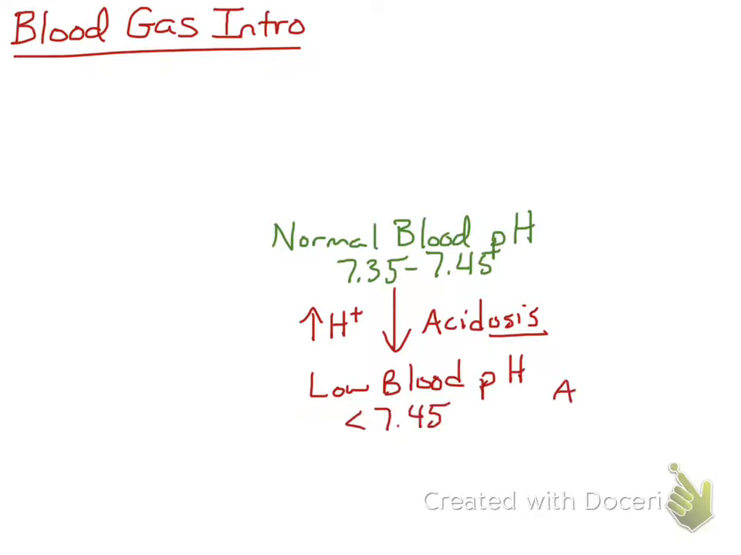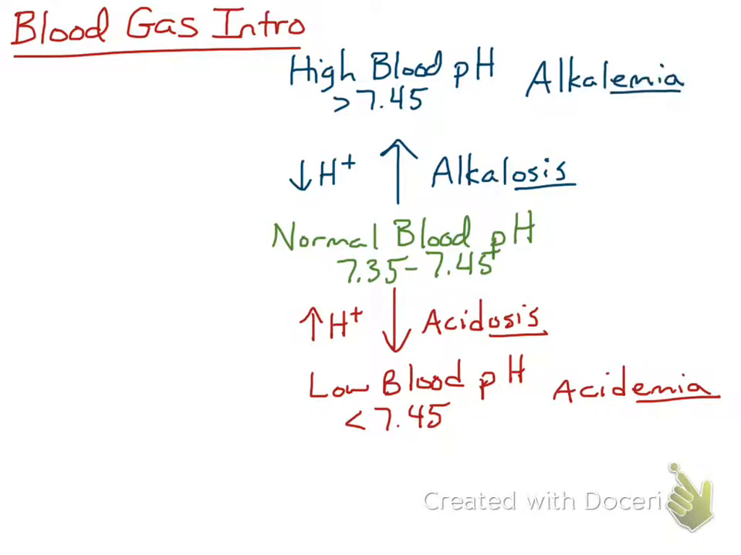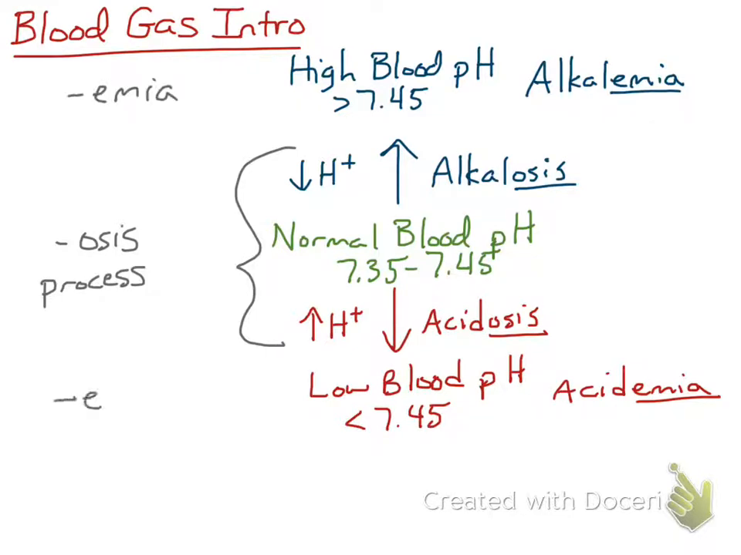When that blood pH gets below the reference interval, then we call that an acidemia. Conversely, if there's a decrease in hydrogen ions, then that's called an alkalosis. So the alkalosis is the process that leads to an actual change in the blood pH. If the blood pH is increased above the reference interval, then we call that an alkalemia. So if you see osis, that's the process that actually leads to the emia, which is a deviation of the result from the reference interval.